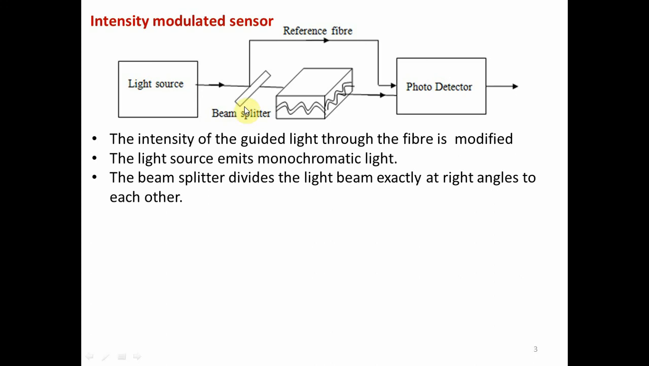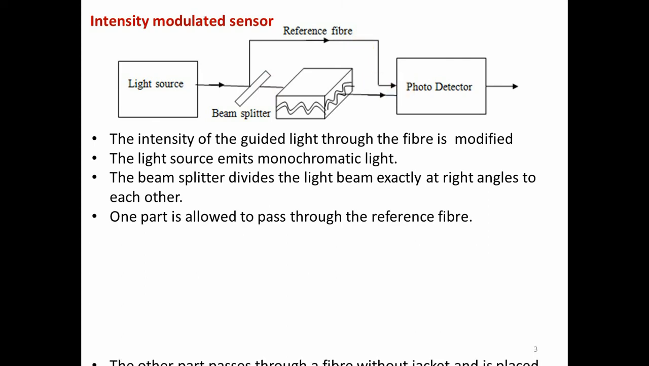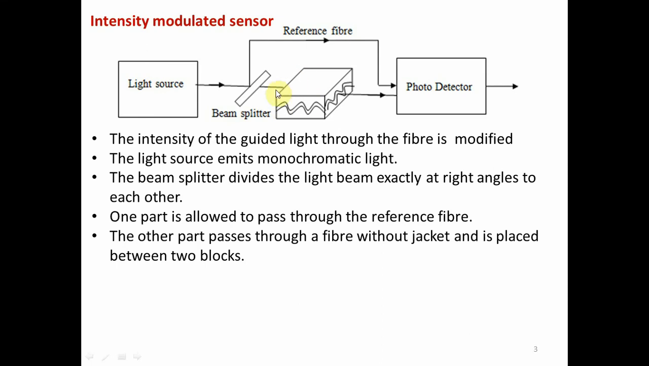The beam splitter divides the light beam exactly at right angles to each other. One part of the light from the beam splitter is allowed to pass through the reference fiber and to the photodetector. The other part passes through a fiber without jacket, and this fiber is placed between two metal blocks. This is the upper block and this is the lower block, and the fiber is placed between these two metal blocks, and this is a fiber without protective jackets, which contains only core and cladding.